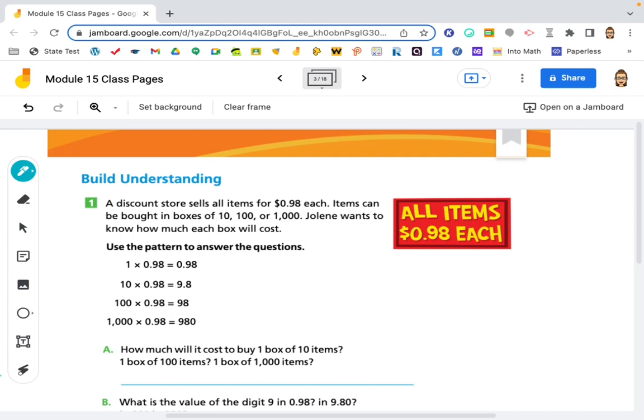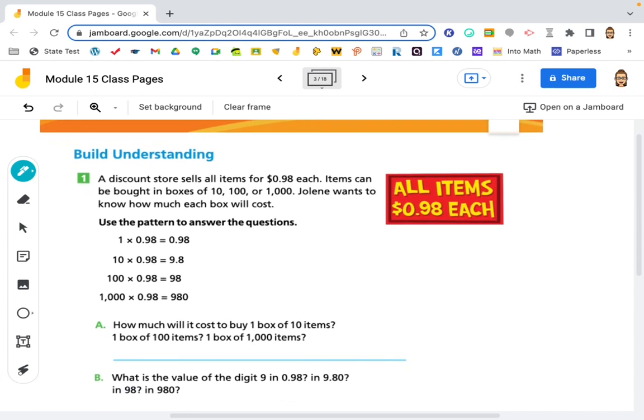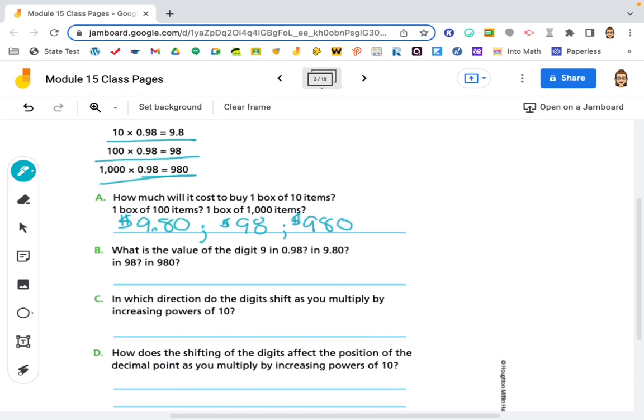So it says, how much will it cost to buy one box of 10 items? Well, that would be this one here. So we would have $9.80. For a box of 100 items, we would have $98. And then a box of 1,000 would be $980. So what is the value of the 9 in 98 hundredths? Well, this is in the tenths place, so it would be 9/10. Then 9 ones. Then 9 tens, and then 9 hundreds.